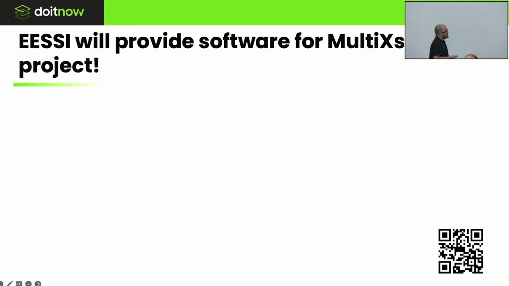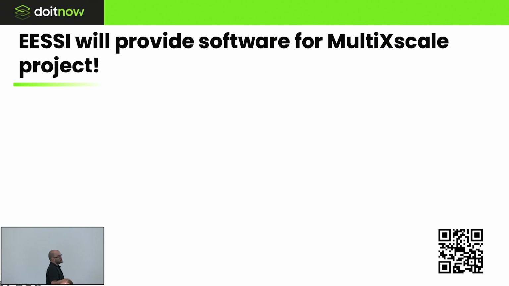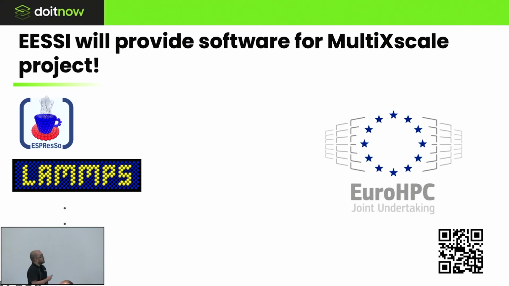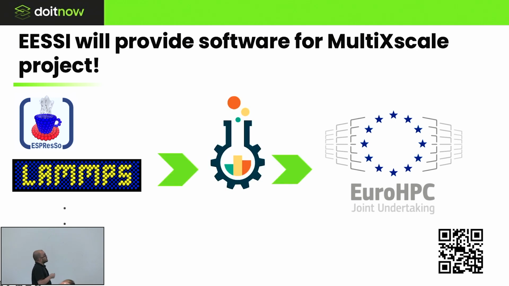And this EESSI initiative will provide software for the MultiXscale project. MultiXscale is a EuroHPC Centre of Excellence to deploy software to be used on pre-exascale and exascale HPC systems. I put two examples, Quantum ESPRESSO and LAMMPS, among others. The goal here is that we put this software in and optimize it. We're working with the CECAM center to optimize this software, and we put it into EESSI. Then this software can be streamed into EuroHPC systems and also other systems.